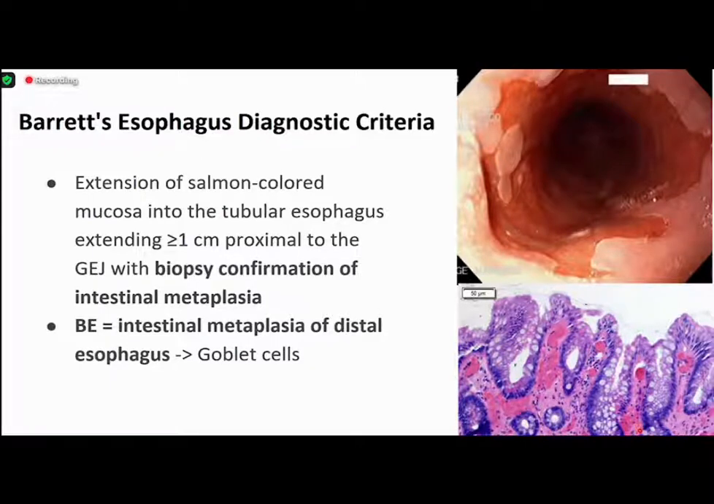junction, with a biopsy confirmation of the intestinal metaplasia, which is when we see the replacement of the squamous epithelium by this columnar sort of epithelium, and the presence of these goblet cells would identify intestinal metaplasia.